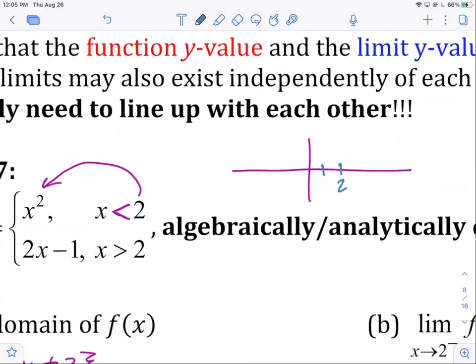And you know it's going to be the parabola coming in from the left. So you want to know at what y value does x squared stop at 2? So you plug it in, you get 4, and then you would put an open circle there, right? Because it's strictly less than 2. But it gives you a target. And now you could draw the parabola coming down like this.